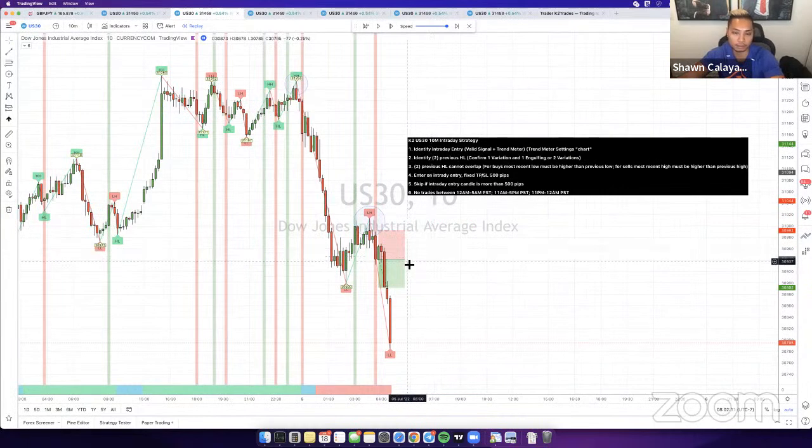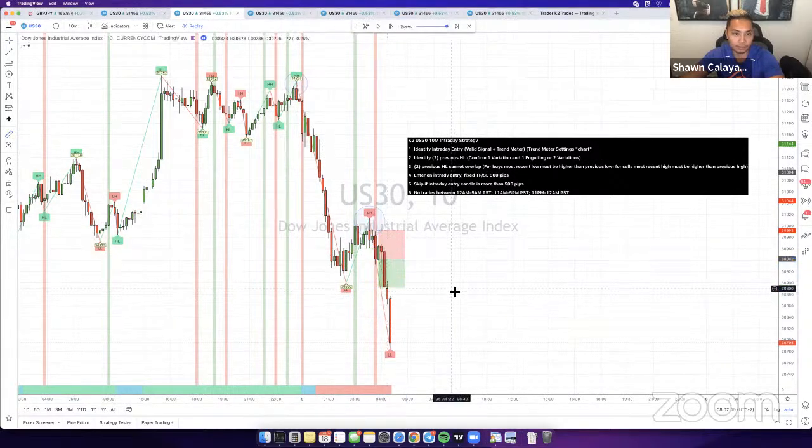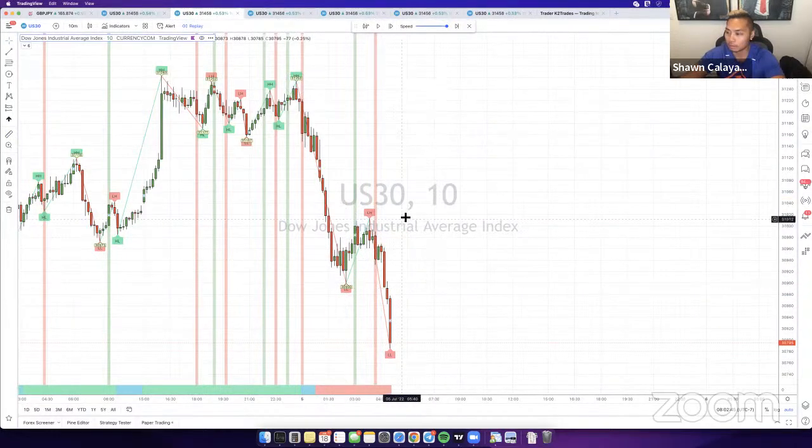It's basically like you'll take it and you just let it run. I mean, it'll take some time for it to hit. Like for example, this right here took about 20 or 30 minutes to hit, but eventually it does hit.